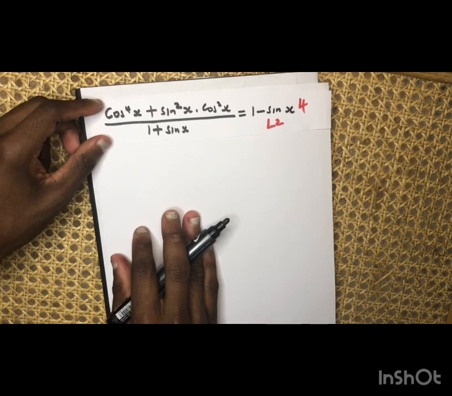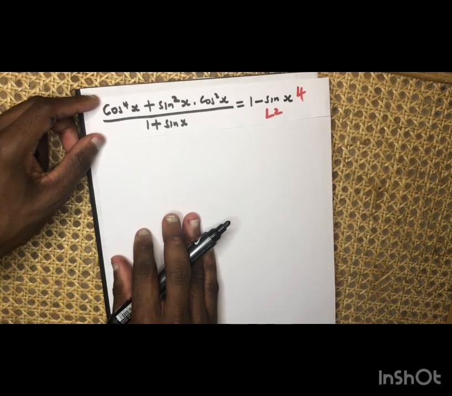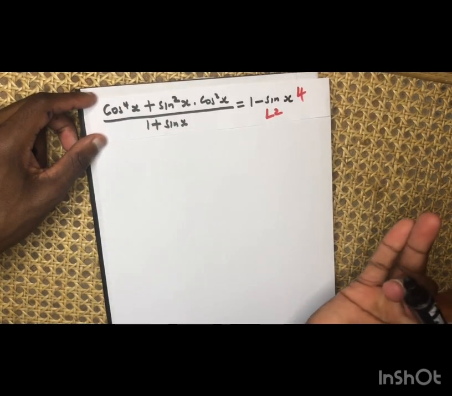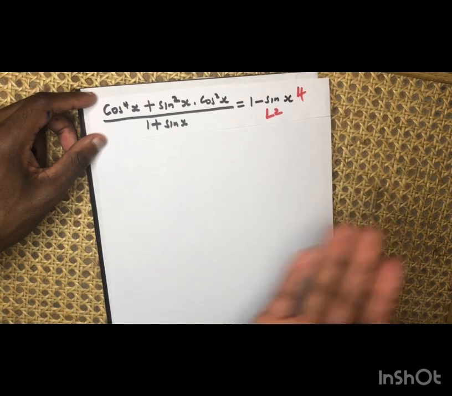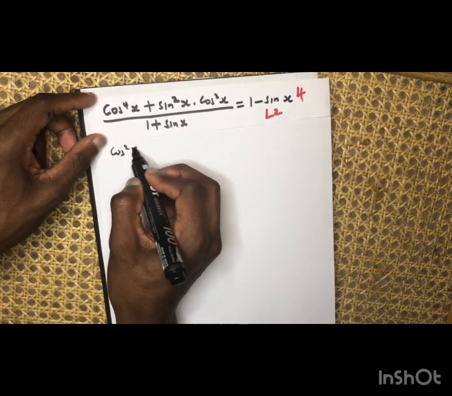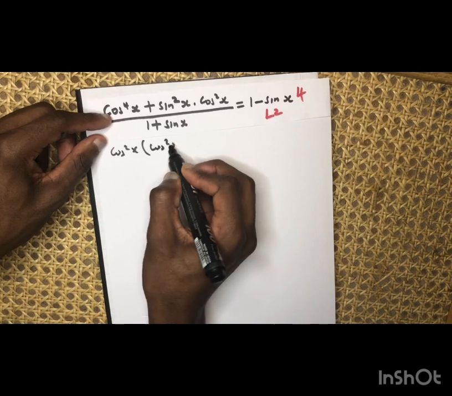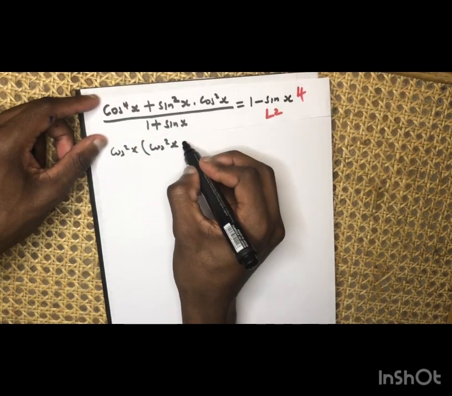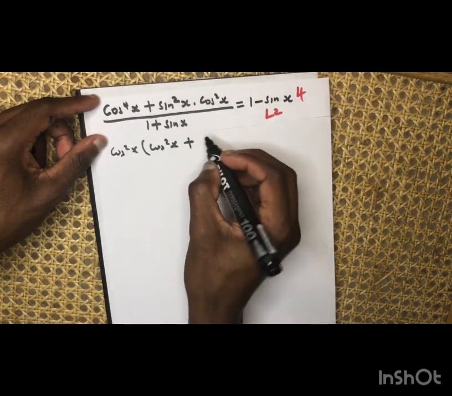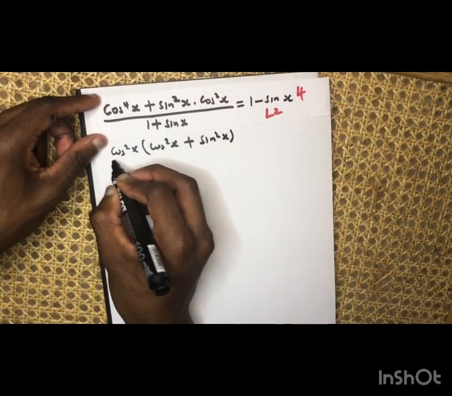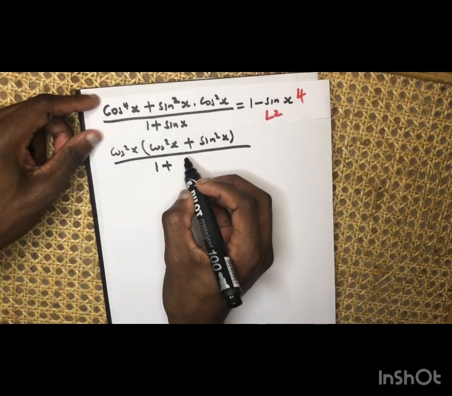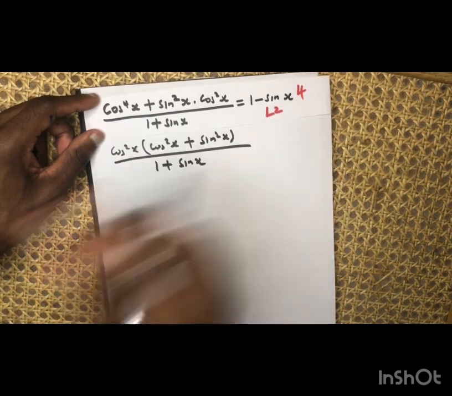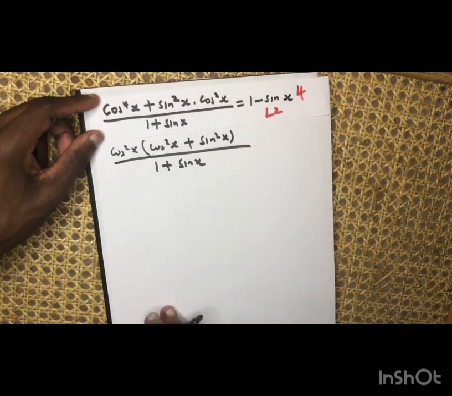So here guys, I'm going to think of my common factor. So we know that this one is the same as cos squared times cos squared. So I'm going to take cos squared outside. If I'm taking cos squared outside, I'm going to be left with cos squared again, because cos squared times cos squared is cos to the power 4, plus then we take out cos squared, then I'm going to be left with sine squared x over 1 plus sine x. Remember, this is your left hand side.